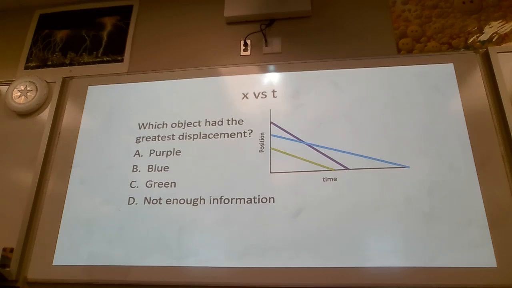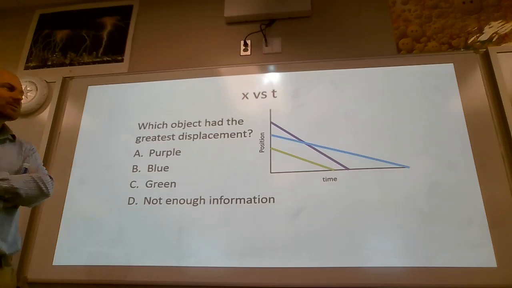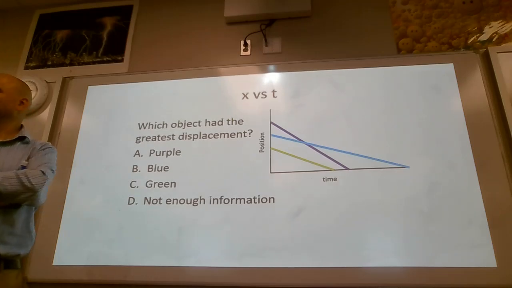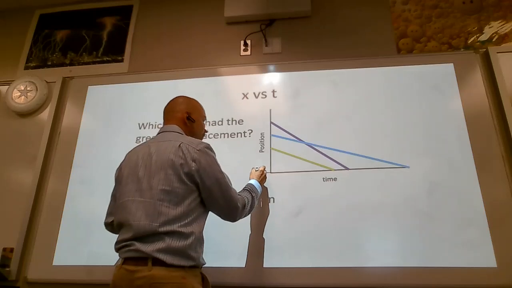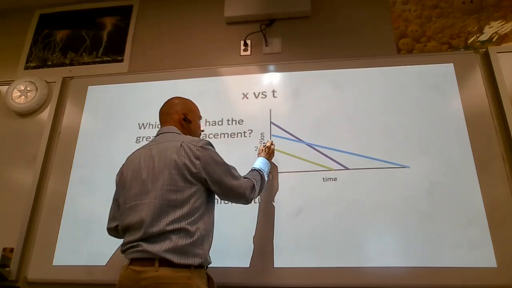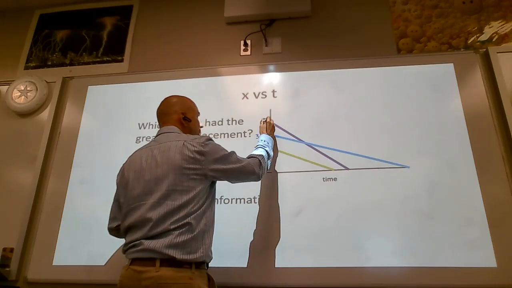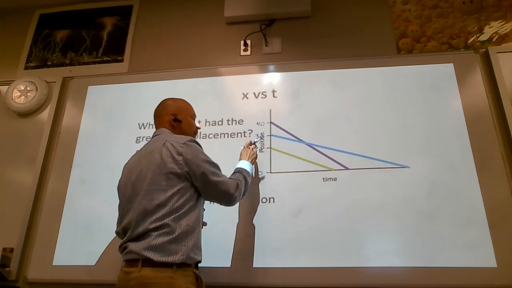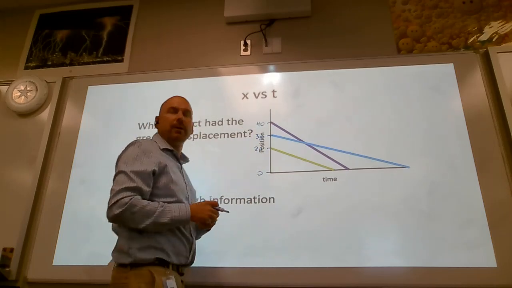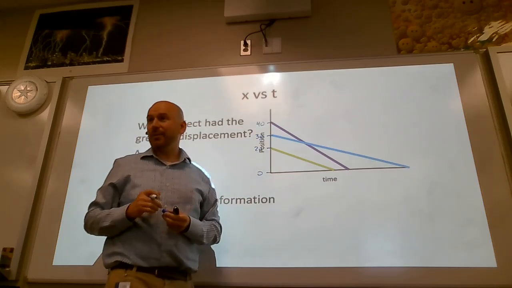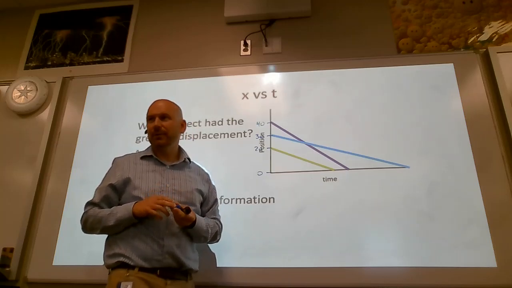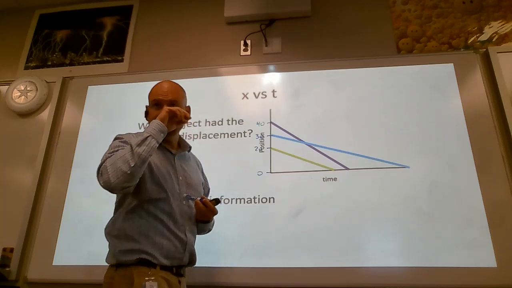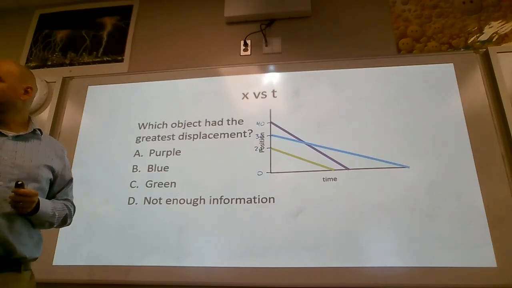Correct answer is A, purple. But the blue one's longer. True. But we're looking for displacement. The blue went from the 30 to the 0. The purple went from the 40 to the 0. The length of the line does not communicate displacement. Good with that?